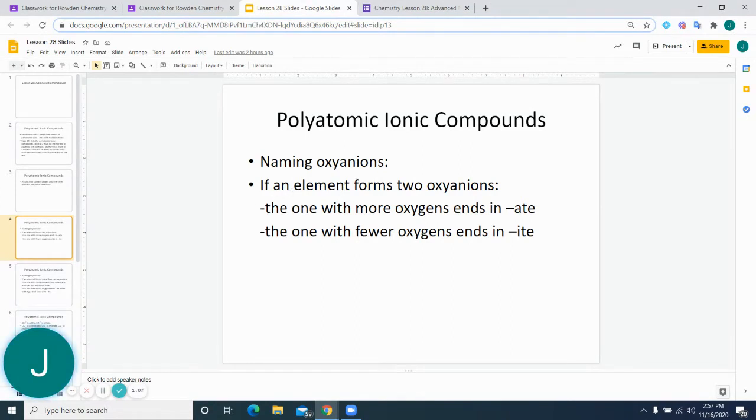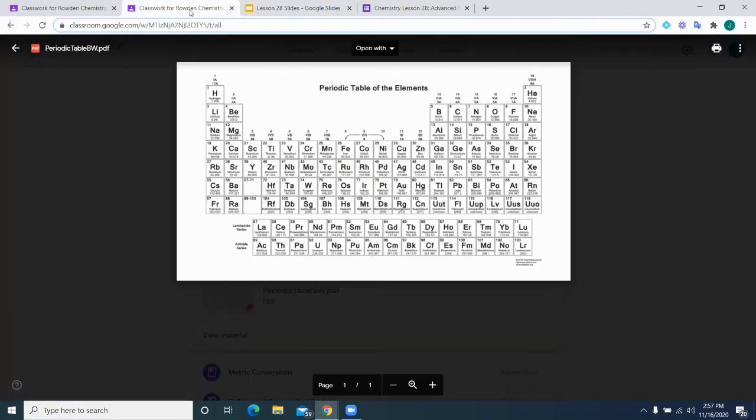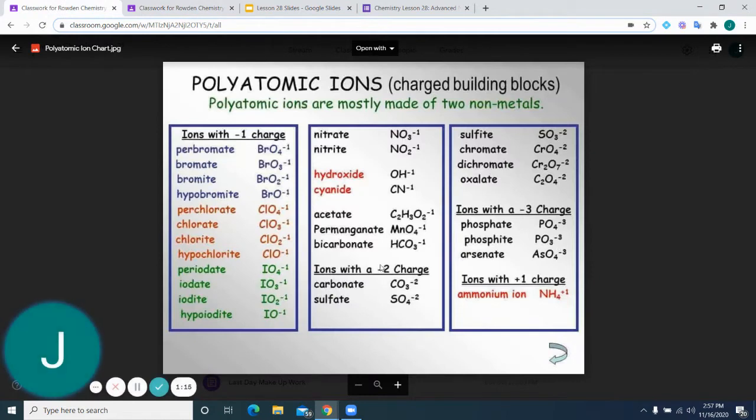Is that if you have two different oxyanions, the one with more oxygens ends in -ate, and the one with fewer ends in -ite. So an example of that, if you look at sulfur, you have sulfur with 4 oxygens and sulfur with 3 oxygens. So the one with 4 is sulfate, the one with 3 is sulfite. So if there's two versions of a polyatomic ion, the one with more oxygens gets the ending -ate. The one with fewer will have the ending -ite. That's how you tell them apart.